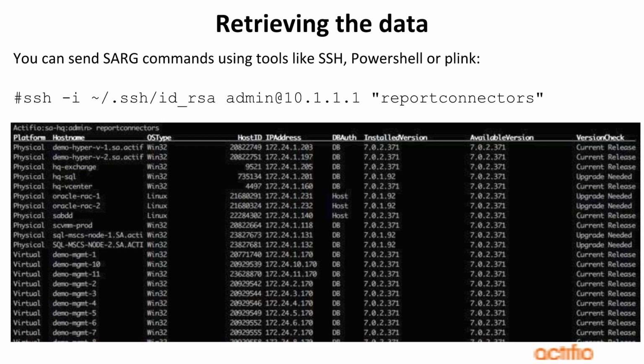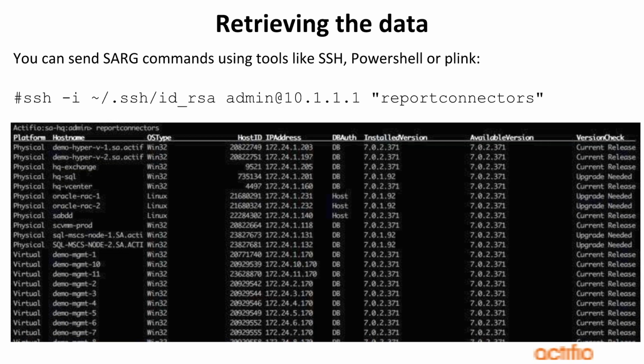All of these commands, as I mentioned at the beginning, are accessible to anybody with admin level access, that is to say anybody who has CLI access with read-write into the CDS or Sky. We can make these commands remotely using SSH, Plink, or PowerShell. Here's the format and the output you would see. From your local desktop, we just SSH, do our normal key thing, admin add IP, and then we wrap our SARG command in quotes, report connectors, and this is the output we would get.